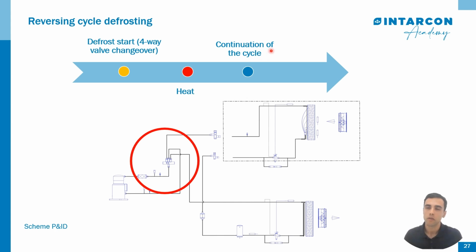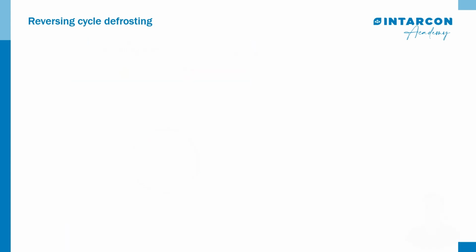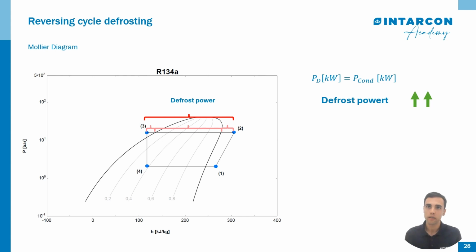Continuation of the cycle. Now the refrigerant as liquid continues its journey through the system, again passing through the filter and thermostatic valve to the condenser, which now acts as evaporator, completing the cycle. In the Mollier diagram, we can see how the entire condenser power corresponds to the defrost power, which includes both sensible and latent heat of condensation. So the defrost power will increase.